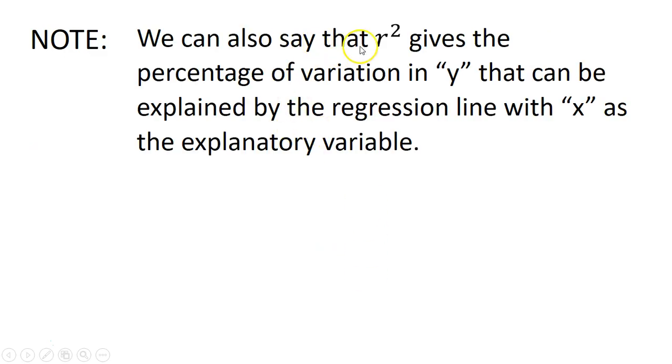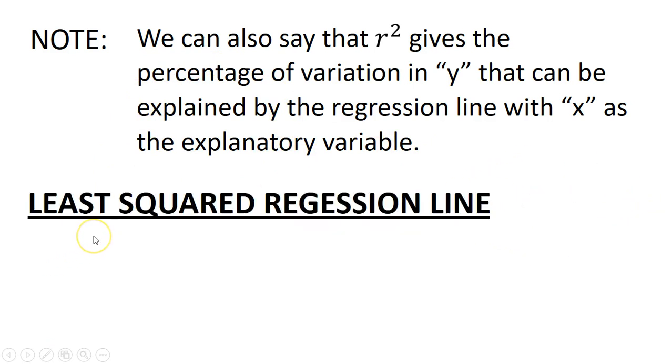And we can also say that R squared gives the percentage of variation in Y that can be explained by the regression line with X as the explanatory variable. So when we come back, we will look at the least squares regression line.